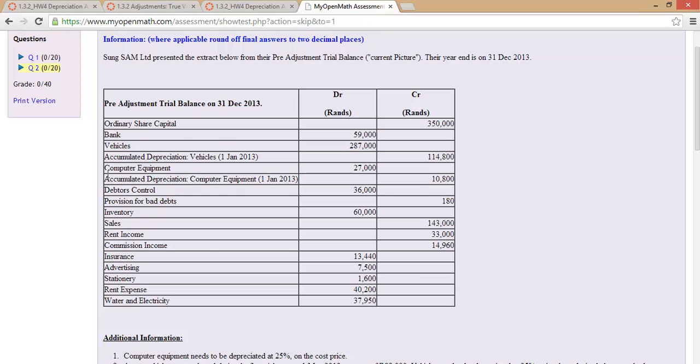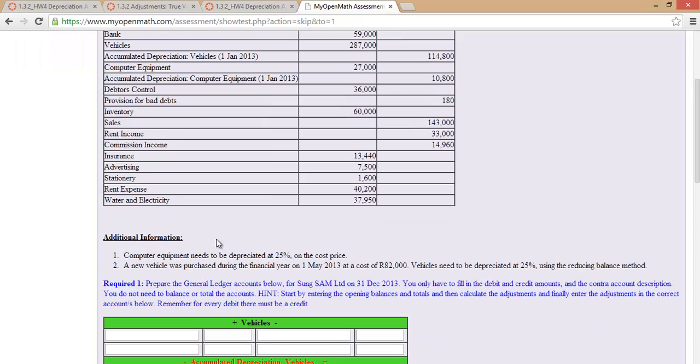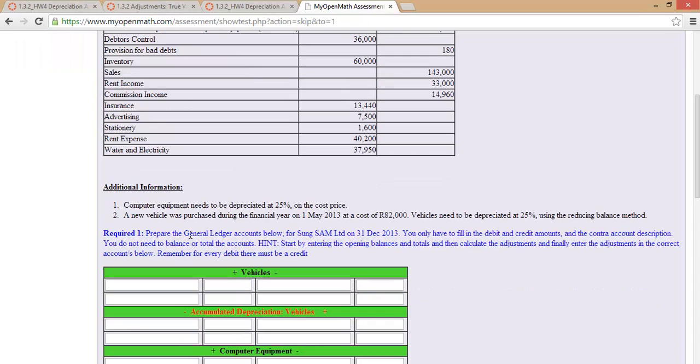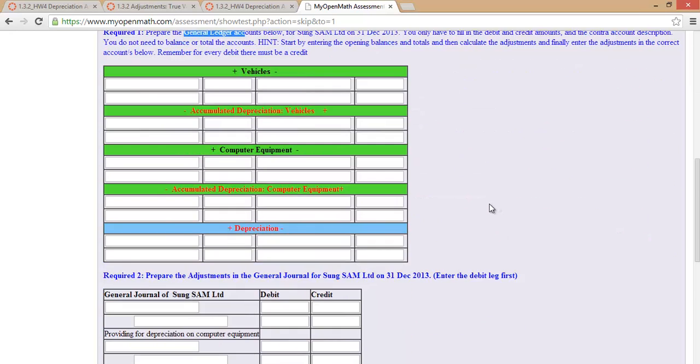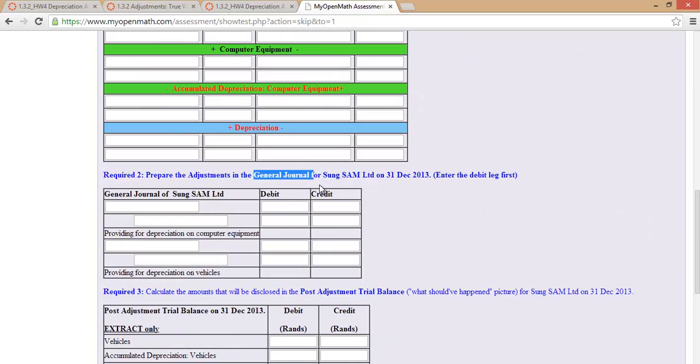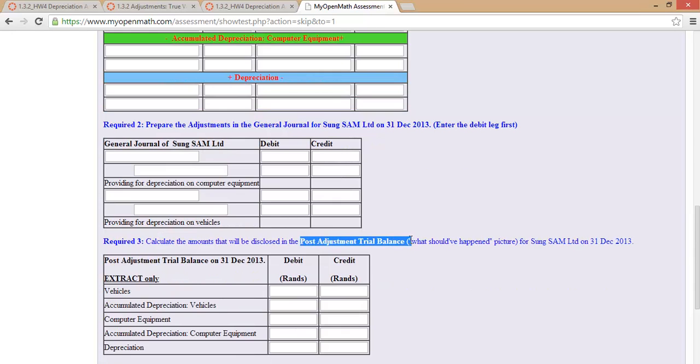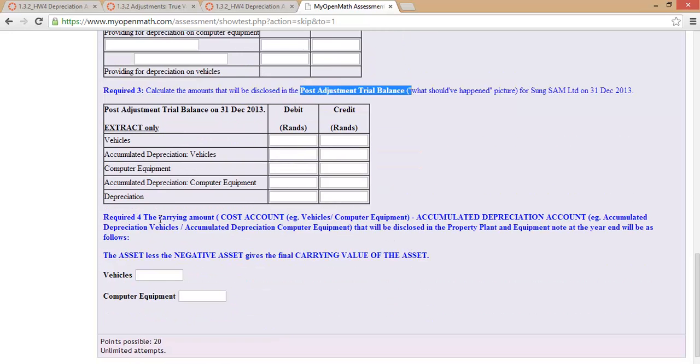You will see for accumulated depreciation, the date specified is the 1st of January. So all the other balances we can assume is on 31 December unless something else is specified. And that's important, you'll see why. Then we've got our additional information. We're required to do the general ledger again here, and we're also required to do the general journal as well as my post-adjustment trial balance. And finally, again, my carrying amount in the financial statement.